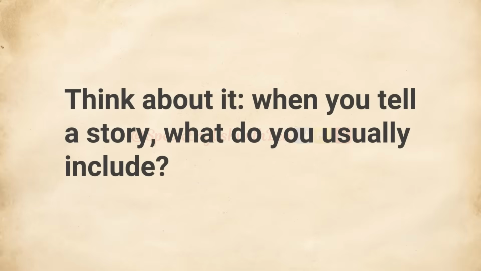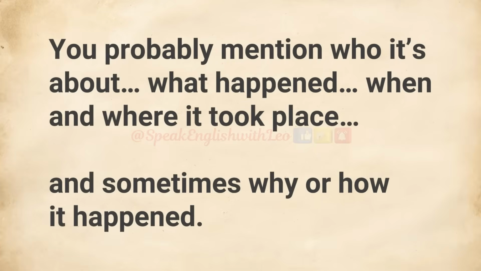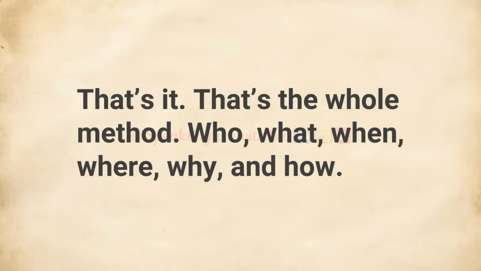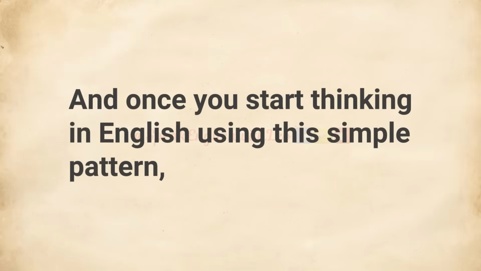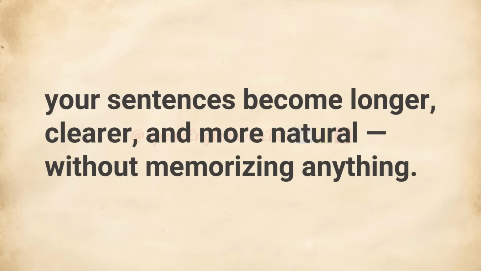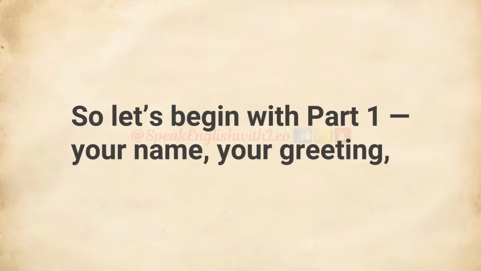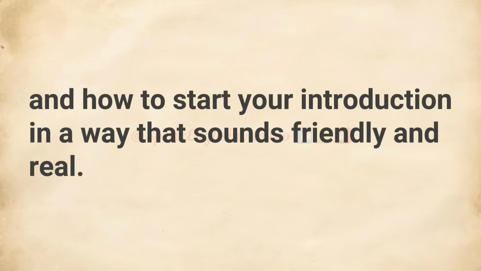Think about it. When you tell a story, what do you usually include? You probably mention who it's about, what happened, when and where it took place, and sometimes why or how it happened. That's it. That's the whole method. Who, what, when, where, why, and how. And once you start thinking in English using this simple pattern, your sentences become longer, clearer, and more natural without memorizing anything. So let's begin with part 1, your name, your greeting, and how to start your introduction in a way that sounds friendly and real.